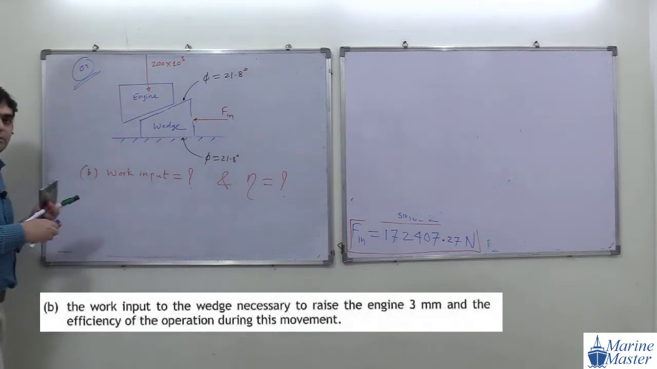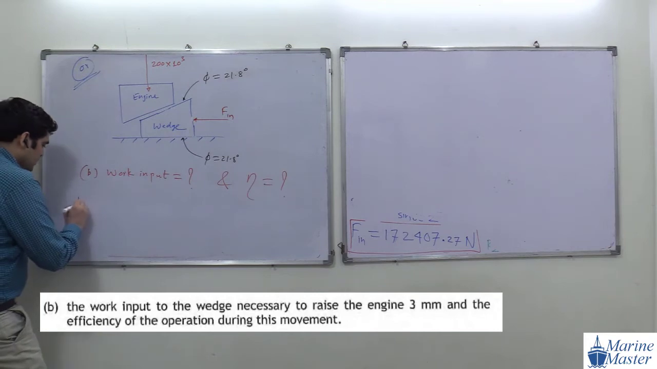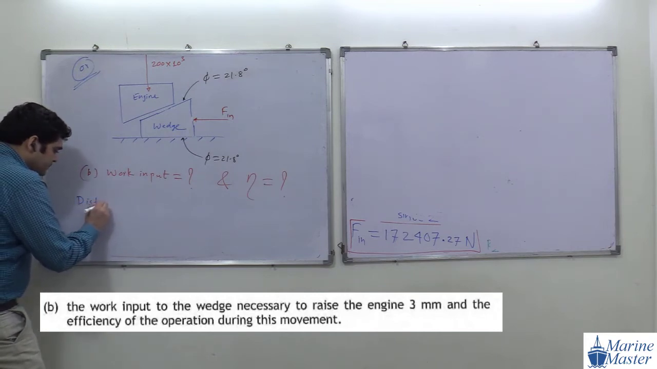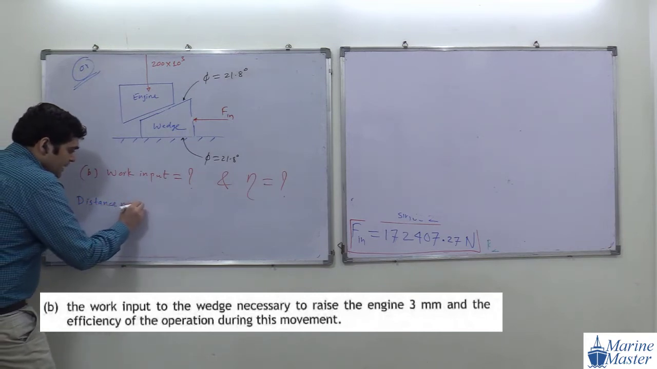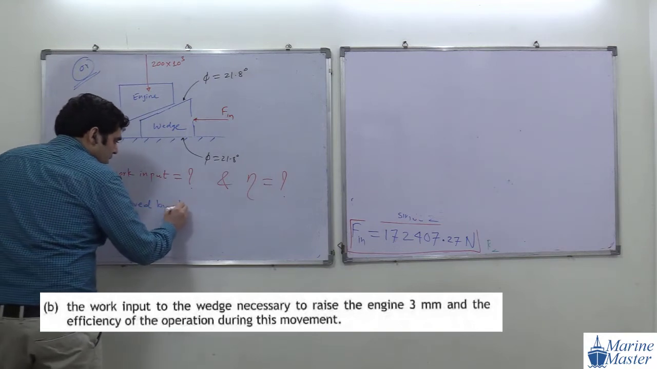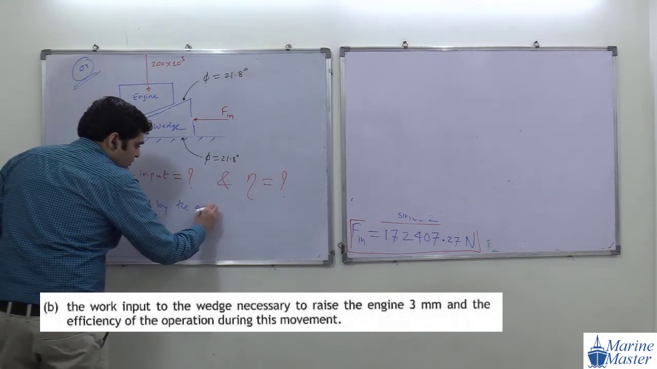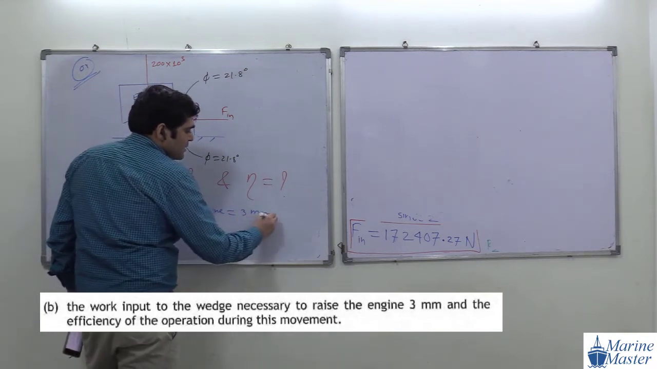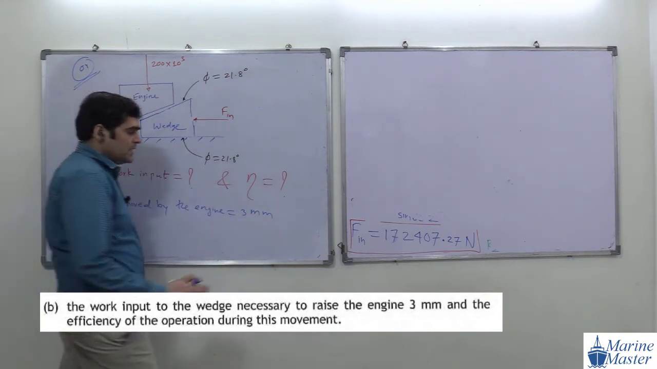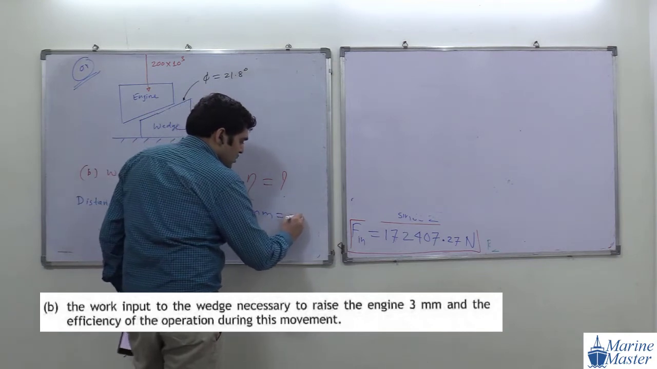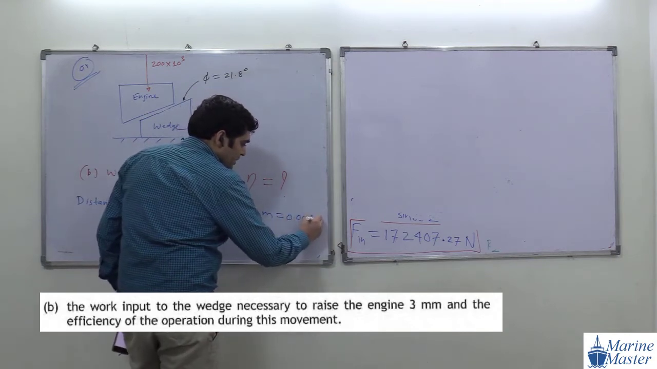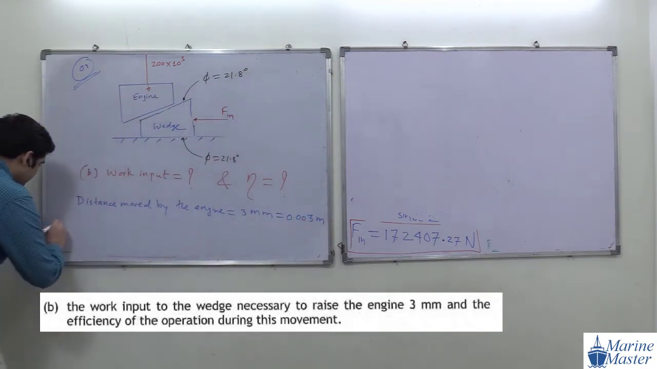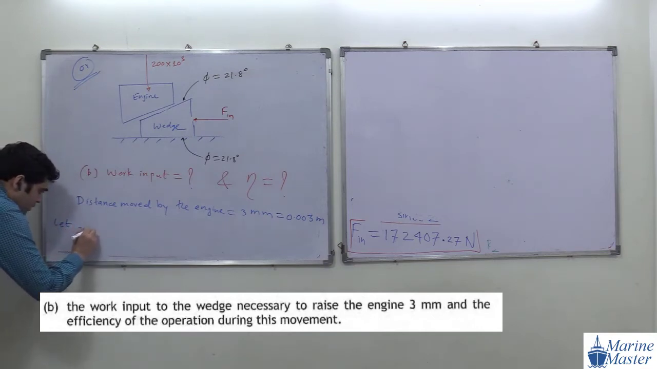So the distance moved by the engine will be how much here? How much have they given to us? 3 mm. 3 mm means 0.003 meter. Let x be equal to what, guys?